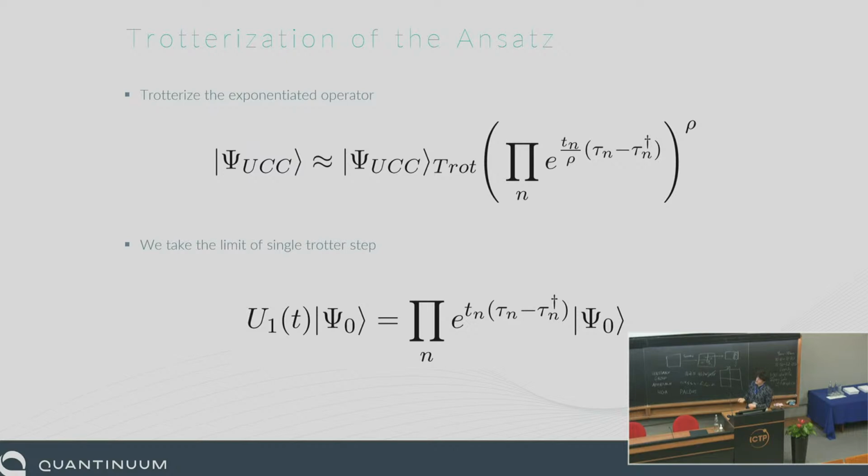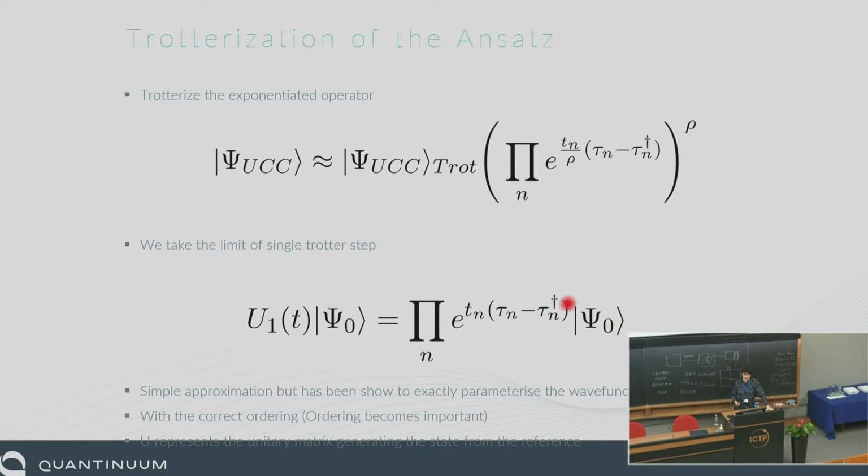Now, how do we get this onto a quantum computer? One thing, the ordering can be important here, and it can give a better ansatz. There was some work by Garnet Chan showing that you can actually get the exact wave function if you get the ordering correct.